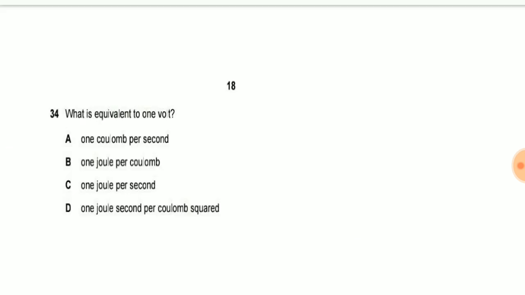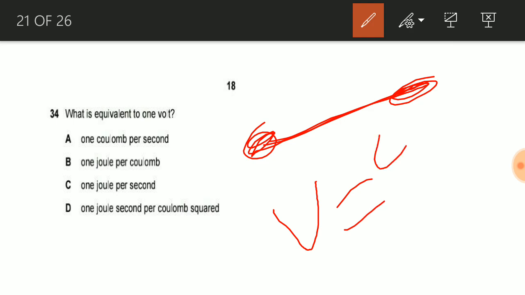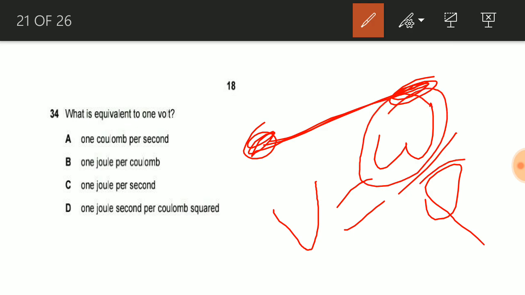Now let us see another question. In this question it is written, what is 1 volt? 1 volt means work done to move a point charge from one point to another point. So V is work done per unit charge, W by Q. It means that if 1 joule of work is done per 1 coulomb, then it is called 1 volt. Because of that, option choice B is the correct answer, 1 joule per coulomb.